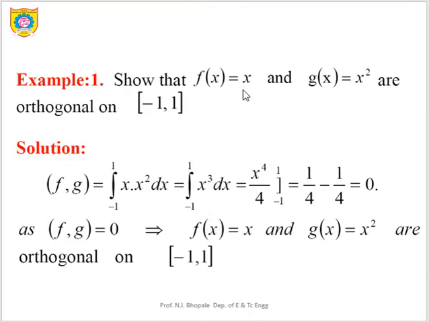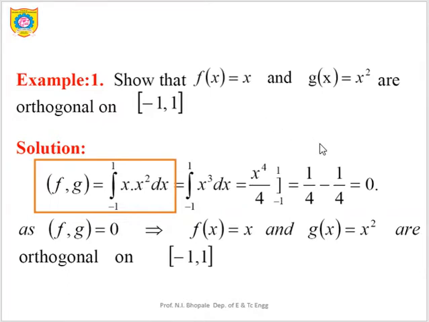Show that f(x) equal to x and g(x) equal to x square are orthogonal on -1 to +1. So within this range we need to show whether these two functions, f(x) and g(x), are orthogonal. Just try to recall the condition for orthogonality. It is the condition mentioned in the integral form: if it is f(x) and g(x), their inner product should be 0.